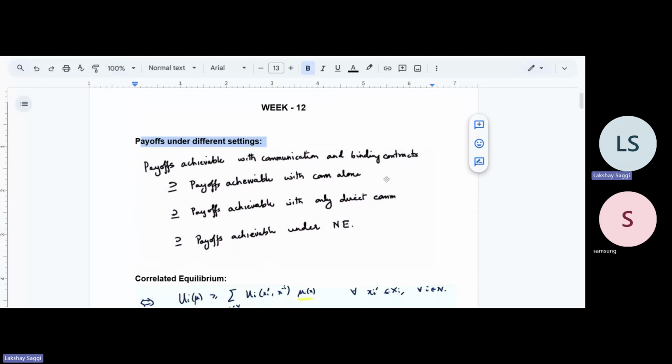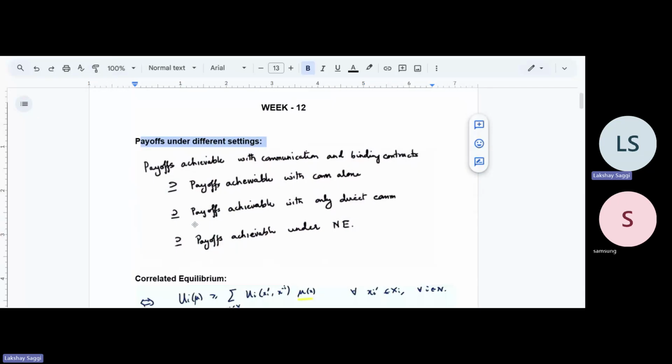Whereas this indirect communication means that a player only knows what is being communicated to him or her. It does not know what is being communicated to the other person. So as can be seen, direct communication can be seen as a special case of indirect communication, and so the payoffs achievable under this model are a subset of this model.